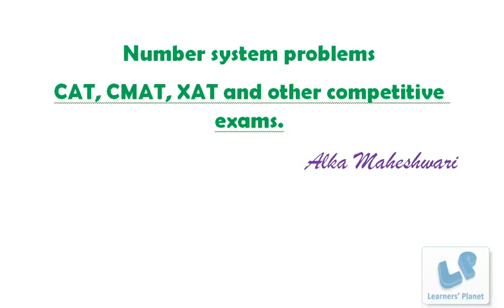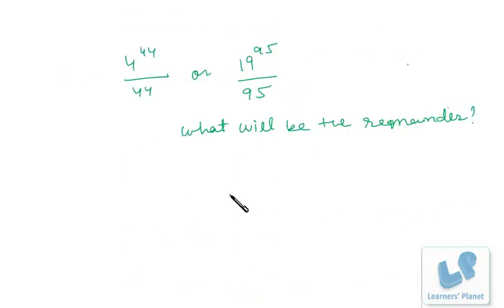Friends, in this session I am solving some queries sent by a student. The problems are based on number system, and are useful specifically for CAT exams. The question is: 4 to the power 44 divided by 44, or 19 to the power 95 divided by 95. In both cases, what will be the remainder?